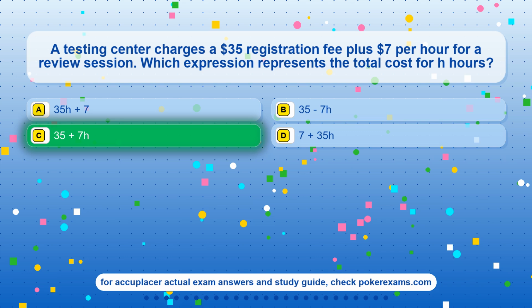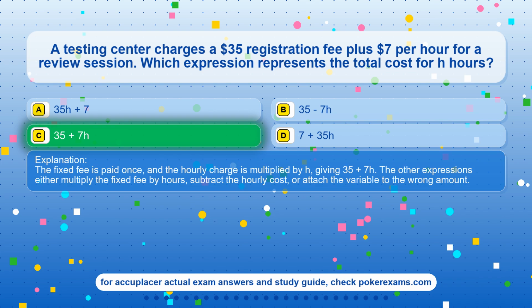The correct answer is option C, 35 plus 7H. The fixed fee is paid once, and the hourly charge is multiplied by H, giving 35 plus 7H. The other expressions either multiply the fixed fee by hours, subtract the hourly cost, or attach the variable to the wrong amount.